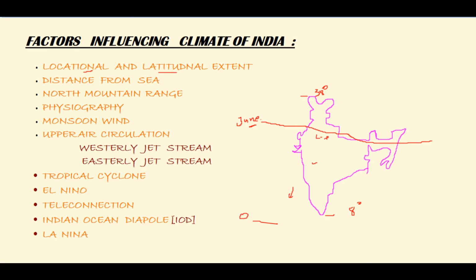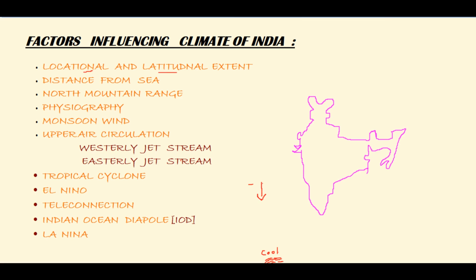The second thing is distance from the sea. For distance from the sea, we will see how this affects, because we know that air always travels from high pressure to low pressure. So what happens is that water remains cool, because there is a lot of penetration. The sunlight has to go deep beyond the ocean surface, so the ocean remains cool.